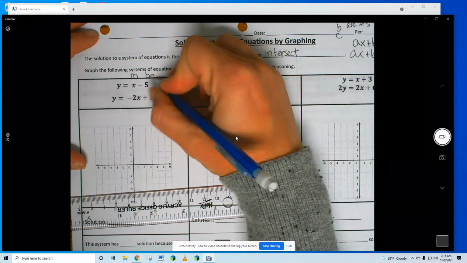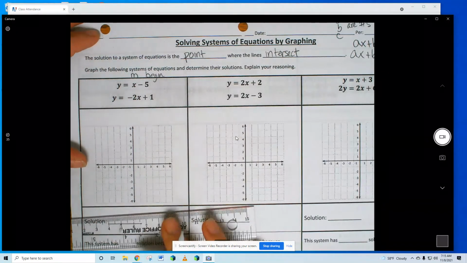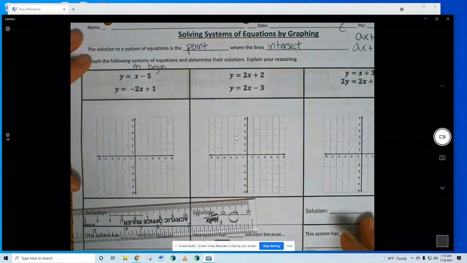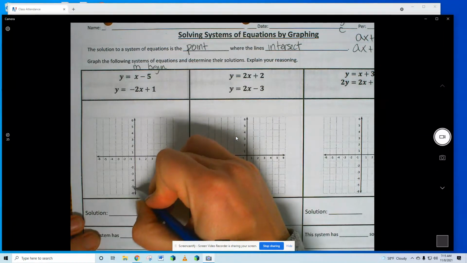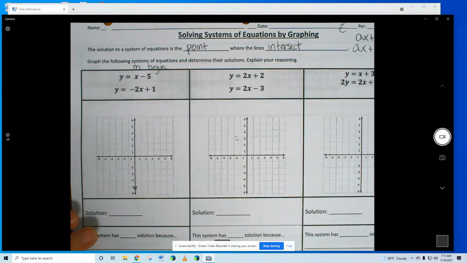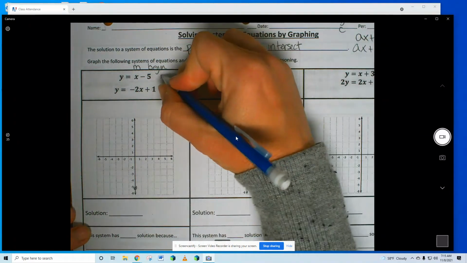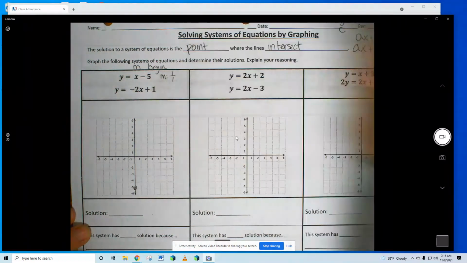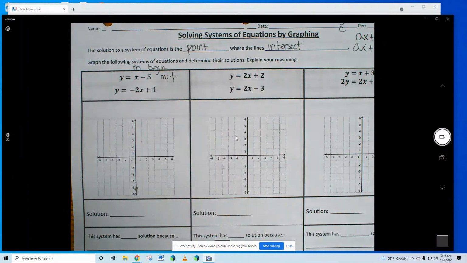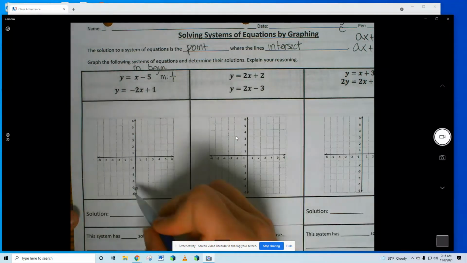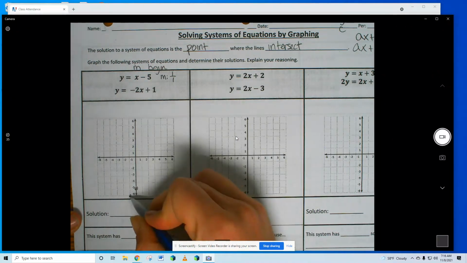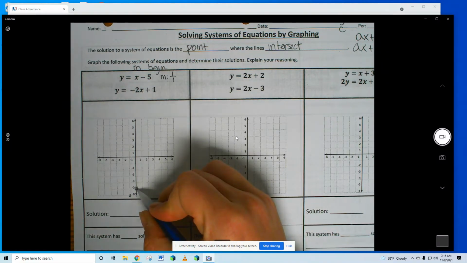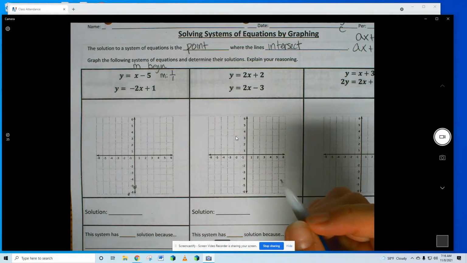I begin with my -5. On my first example up here, I'm going to begin at -5, and then my slope is 1 over 1. Rise 1, run 1. I want you to go backwards and frontwards. Backwards means I go down 1 and left 1, and then back to my y-intercept of -5. Go up 1 over 1.